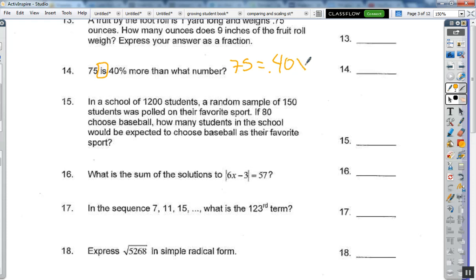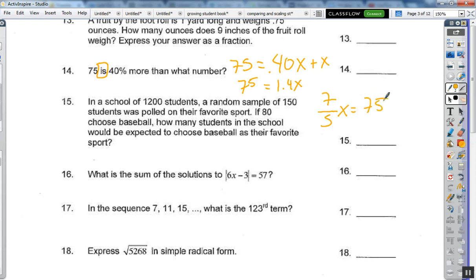Well, that means that's 40% of my number plus my existing number. So I should have 1.4x is equal to 75. Well, 1.4, what is 1.4 as a fraction? Well, 0.4 is 2/5. So that would be 7/5 x is equal to 75.